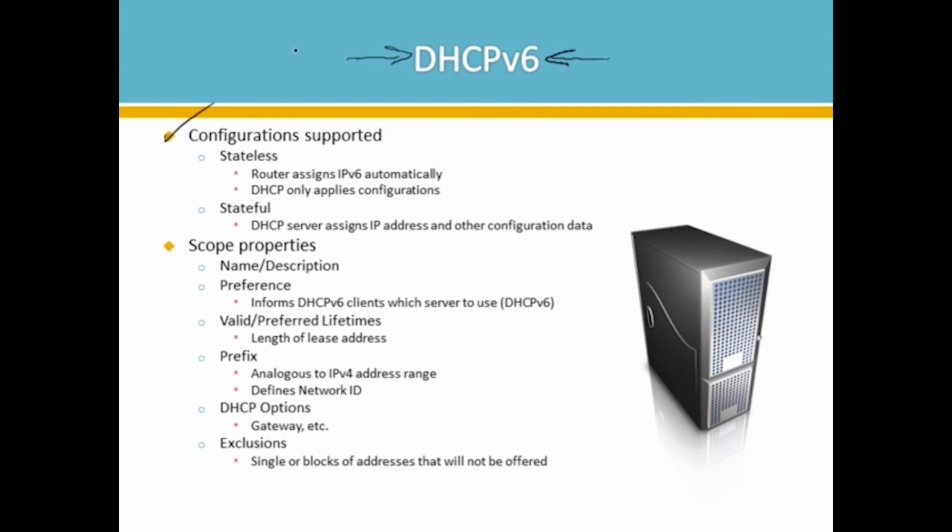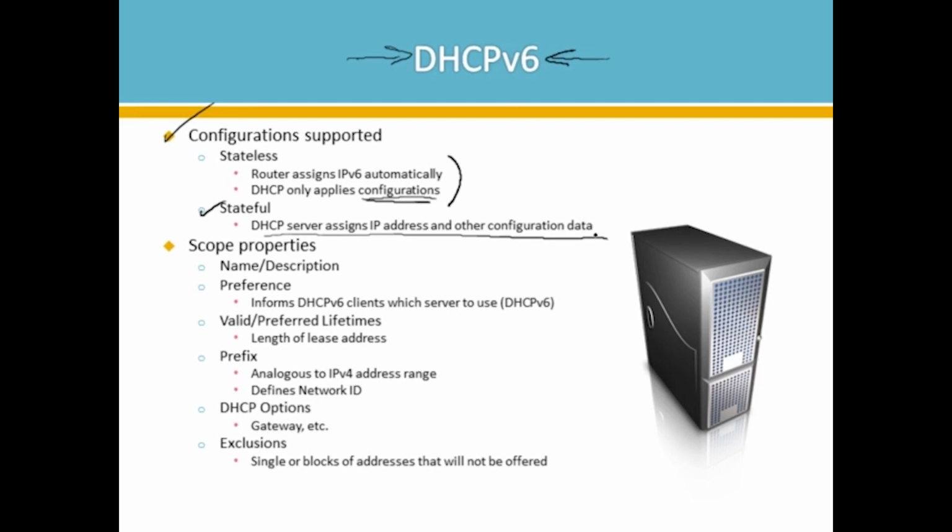First off, we have configurations supported. We have what is known as stateless versus stateful. When you look at a stateless configuration, we have a router that assigns the IP version 6 address automatically, but DHCP is still involved because it's only the configurations. So its role changes a little bit. We have stateful. Stateful means we're not going to get the routers involved. The DHCP server is going to act just like it has been for so many years. It's the IP address and any other configuration data.